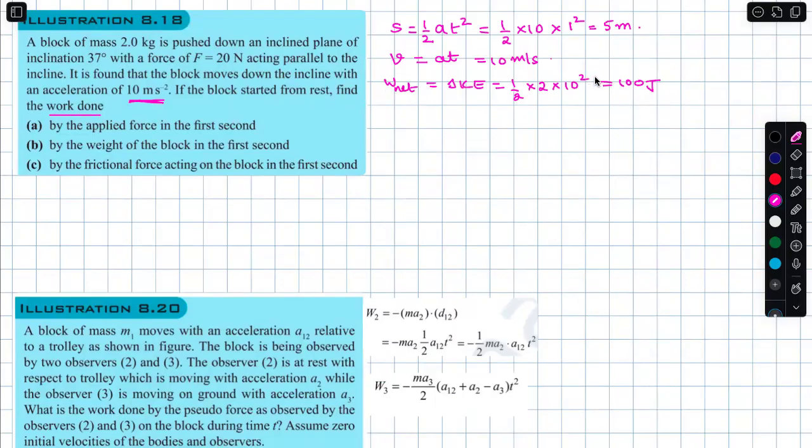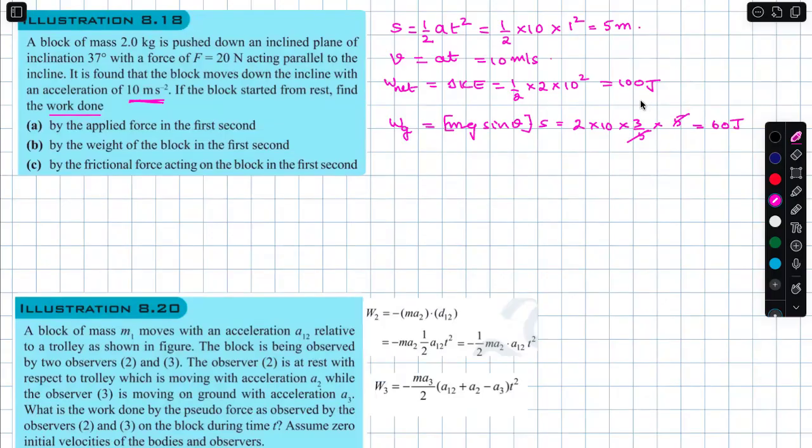Next, what is the work done by the weight of the block in the first second? The component is mg sin theta. So work done by weight is mg sin theta into displacement, force into displacement. mg is 2 into 10, into sin 37 which is 3 by 5, into displacement 5. The 5s cancel. This is 60 joules.